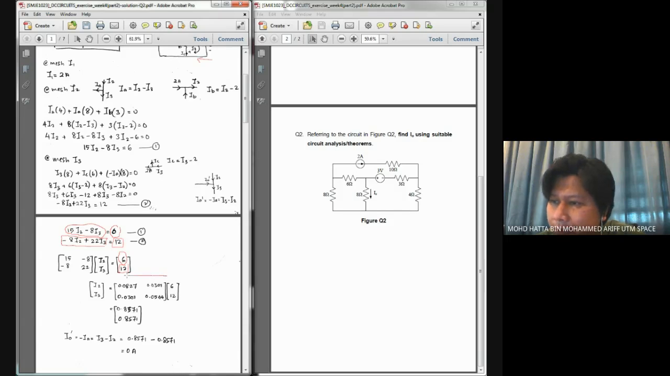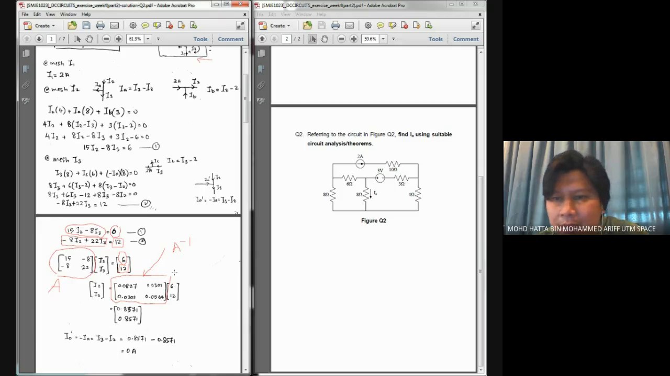The value that you see over here is basically the inverse of this value. Let's say this value is A. The value over here is matrix A inverse. When you multiply it with a 2 by 1 matrix over here, you will finally get the answer.